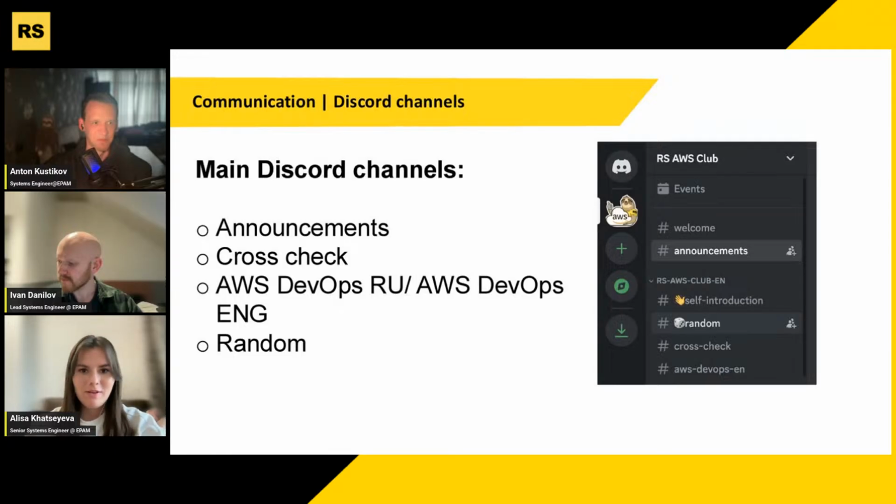The next one is cross-check. It is mostly used for peer review activities and assignments. We also have two main discussion channels, AWS DevOps role for Russian-speaking students, and also one for English communication. And finally, random is our space for off-topics and community bonding, such as memes, questions, and just saying hi. So please stay active, respectful, and supportive in each of these spaces.